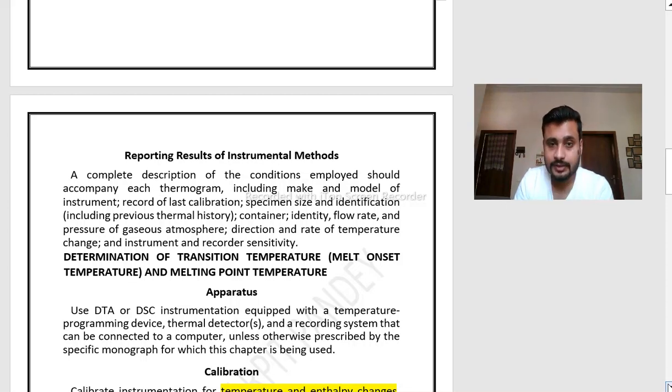Please remember this. A complete description of the condition employed should accompany each thermogram, including make and model of the instrument, record of the last calibration, specimen size and identification, including previous thermal history, container identity, flow rate and the pressure of the gaseous atmosphere, direction and rate of temperature change, and the instrument and record sensitivity, determination of transition temperature, melt onset temperature and melting point temperature.